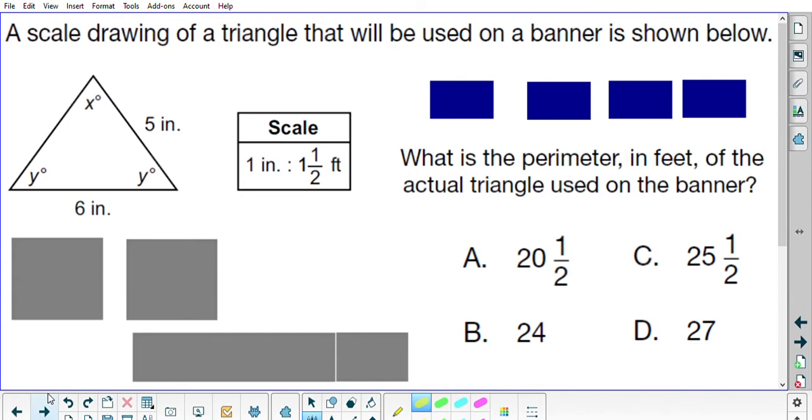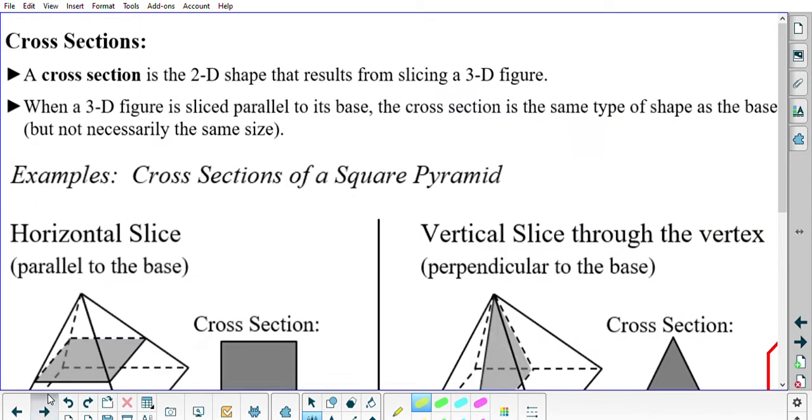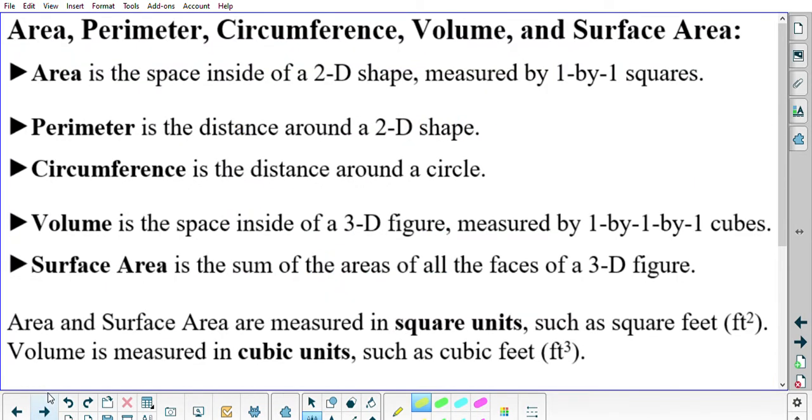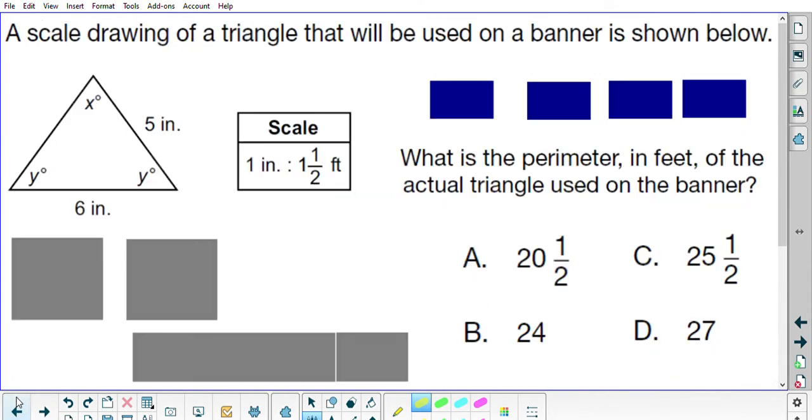All right, let's look at a practice problem that deals with, oh look, scale, but also a triangle. A scale drawing of a triangle that will be used on a banner is shown below. What is the perimeter in feet of the actual triangle used on the banner? Now, if you don't even remember what perimeter is, I do have it at the very bottom of the geometry topic second page. Perimeter is the distance around a two-dimensional shape. So, with that in mind, hit pause in the video, do this on your own, then hit play when you're ready to see how you did.